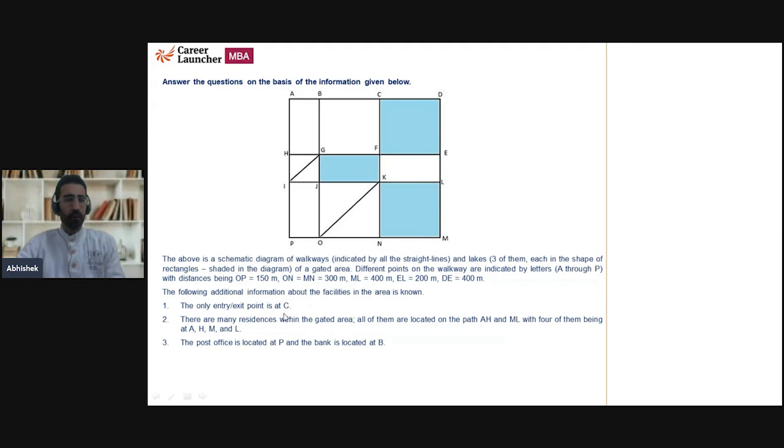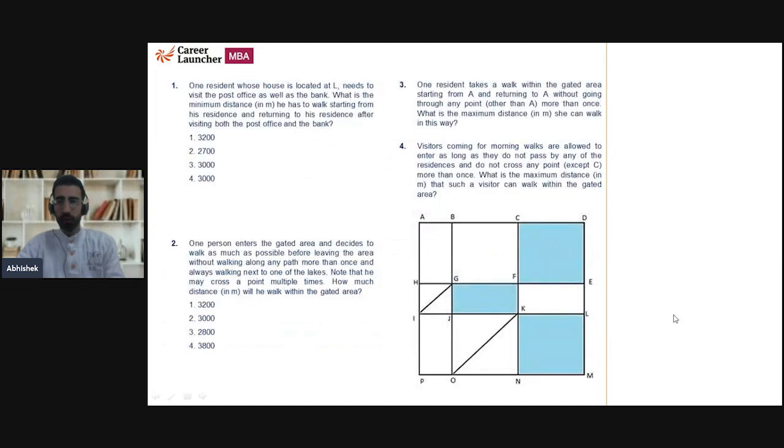The only entry exit point is at C. There are many residents within the gated area. All of them are located on the paths AH and ML, with 4 of these residences being at A, H, M, and L. So these 4 points have one residence each, it seems. The post office is located at P. The bank is located at B. Super.